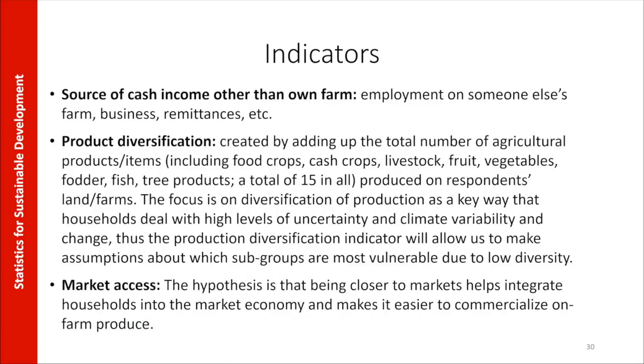Other indicator examples. Source of cash income other than on farm, and this would also give us an idea of diversification of income. Product diversification, again, information about vulnerability and adaptability to changes, market access, and many others.